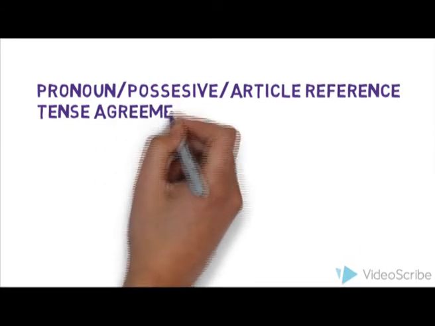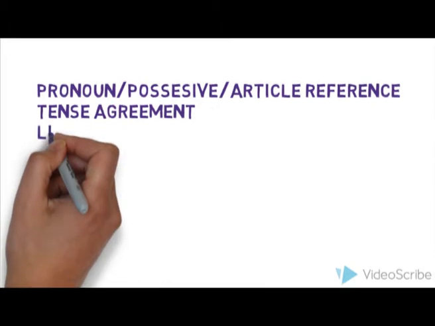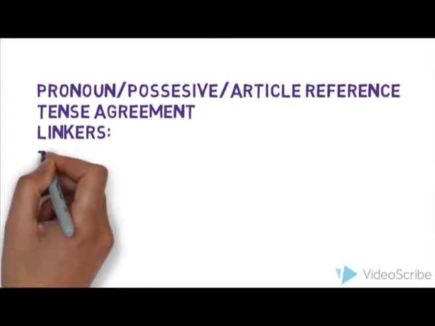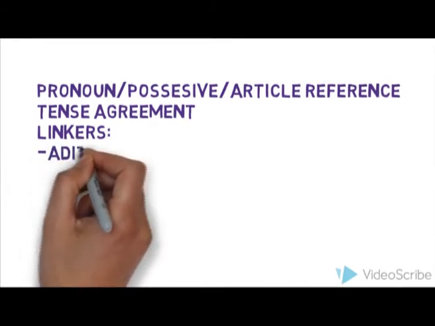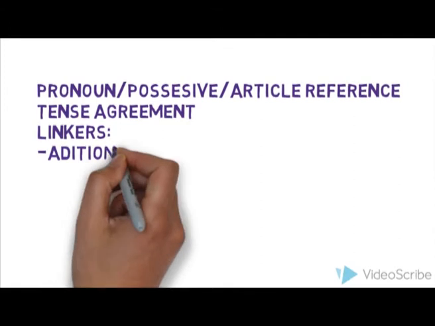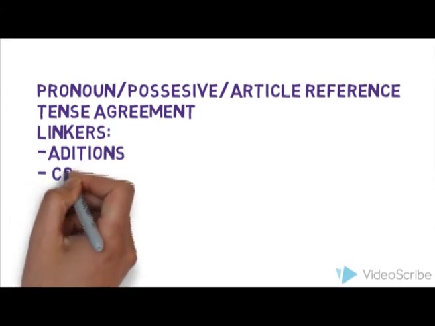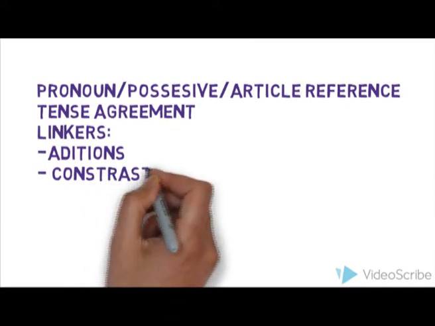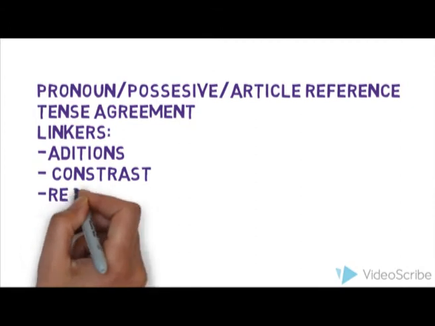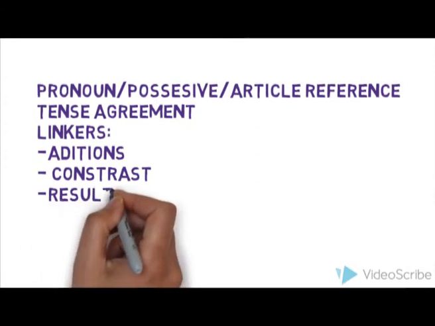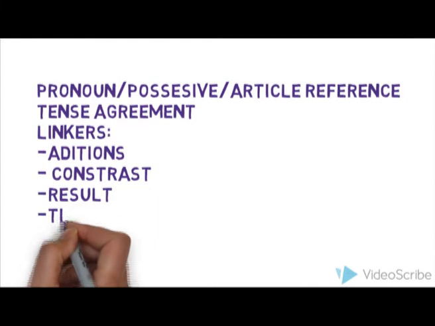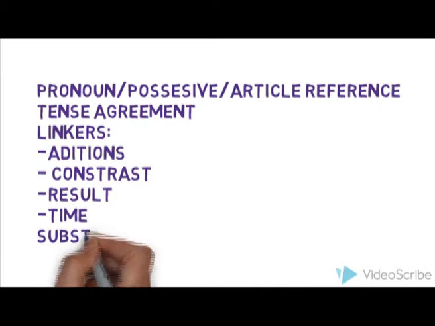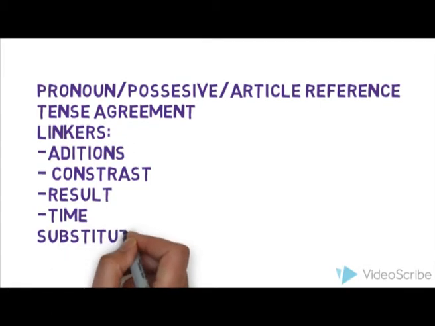Besides, we have linkers, which are words describing text relationship of addition. So we have and, also, moreover, furthermore. Also, contrast. Words like however, on the other hand, but, yet. We also have result, so words such as therefore, consequently, and thus. And time, so we have first, then, later, after a while.